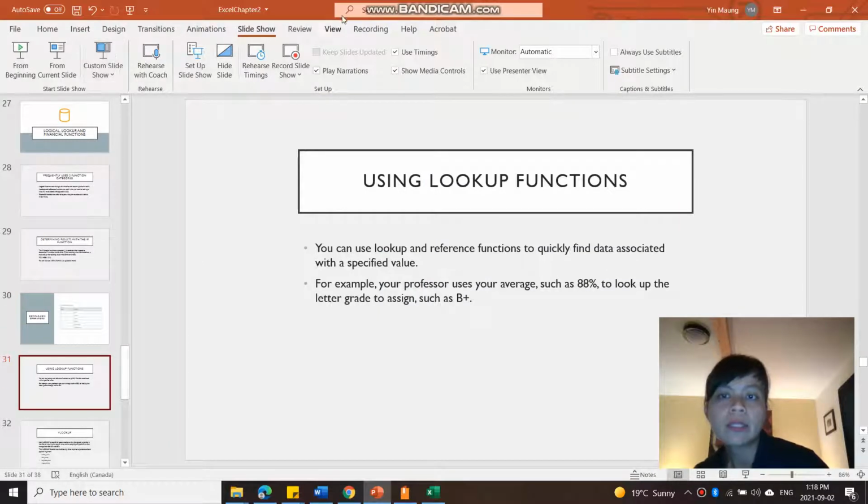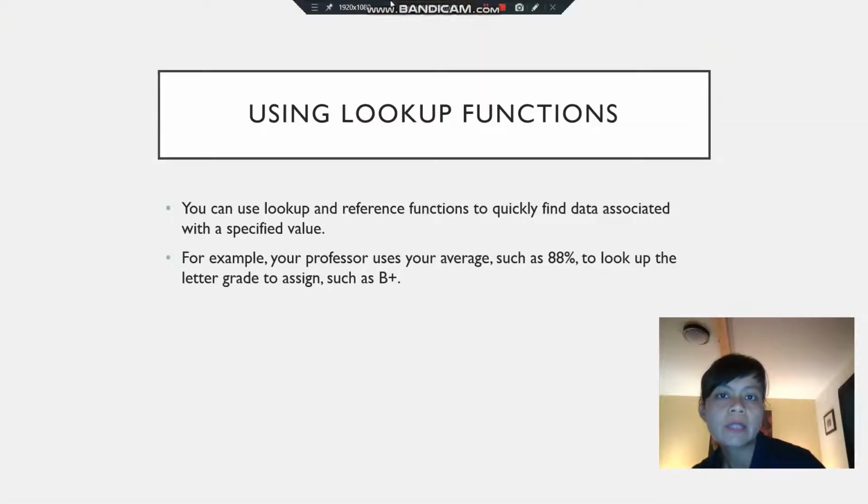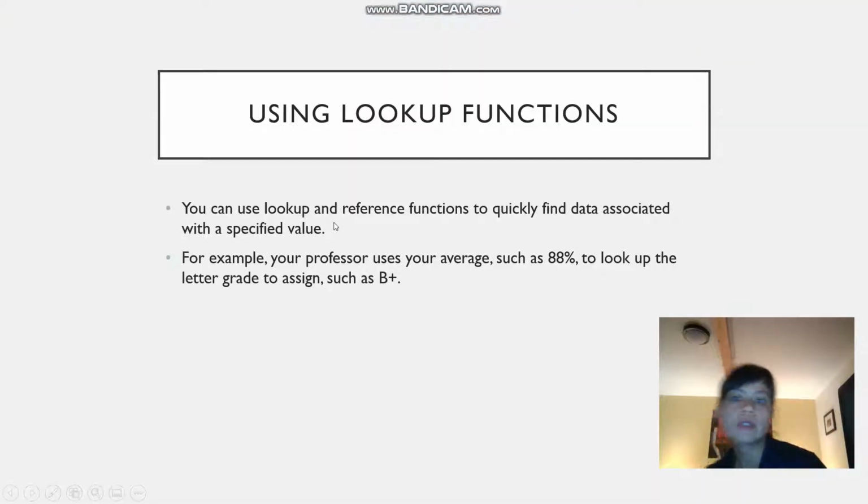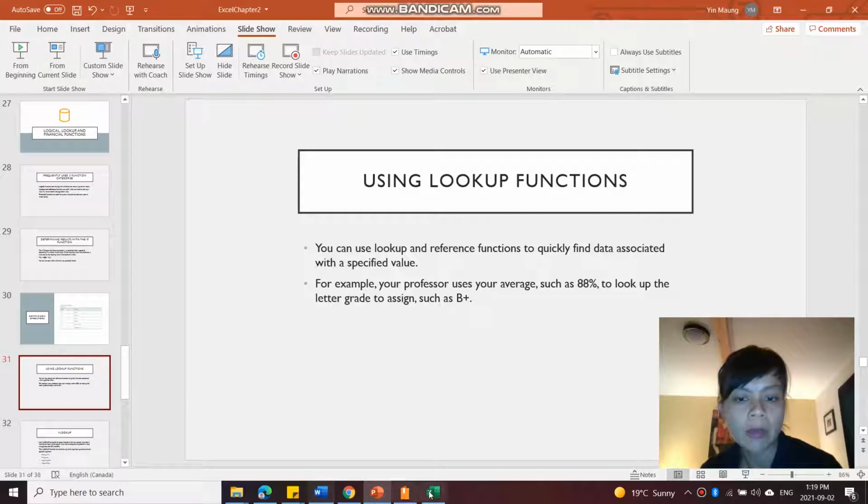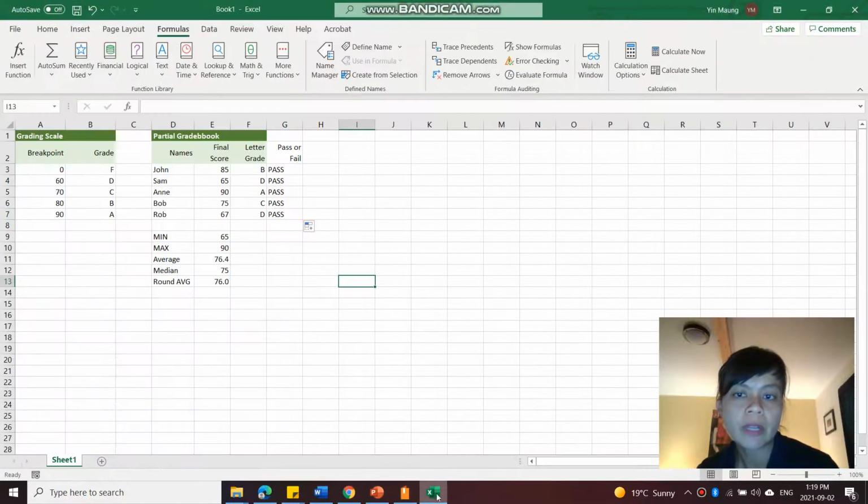The next thing we're going to look at is using lookup functions. You can use lookup and reference functions to quickly find data associated with a specified value. For example, your professor uses your average to look up the letter grade to assign, something like B+. Let's go to our example and see how we can use the lookup function.